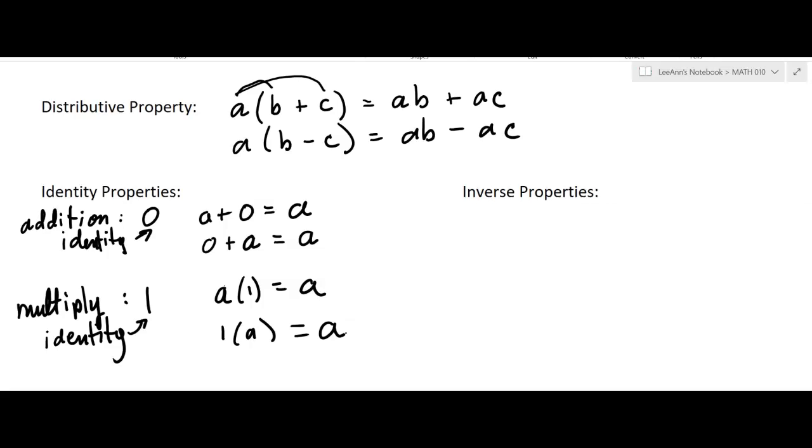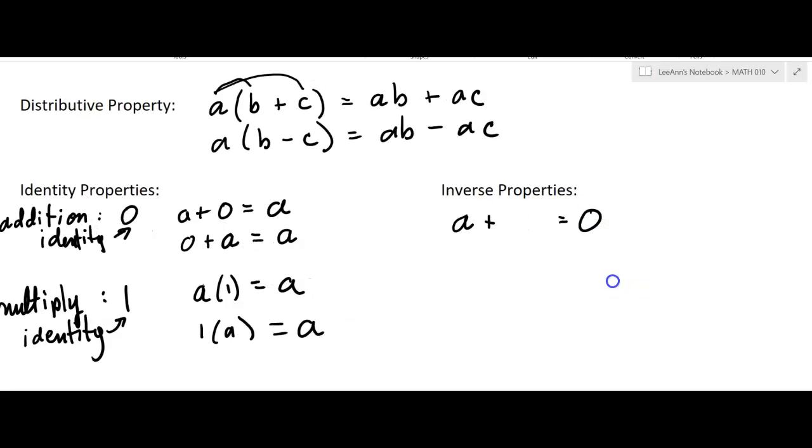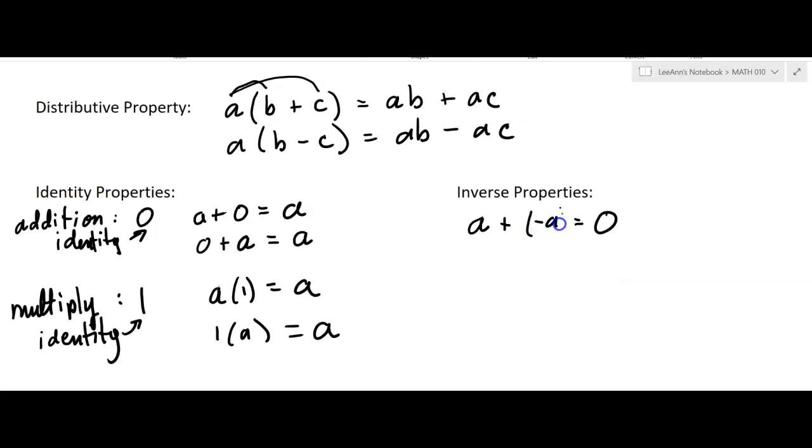Inverse properties. An inverse property is if you take a number, and say for addition, plus something, and you get the identity. Now that something is, in this case, the opposite of a, right? So if I take 7 plus negative 7, I get 0. And it's also working the other way. If I have the opposite of a plus a, that also equals 0. So that's how the inverse property works. So the inverse of a is the opposite of a. So if I said, hey, in addition, what's the inverse of 9? You would say negative 9.